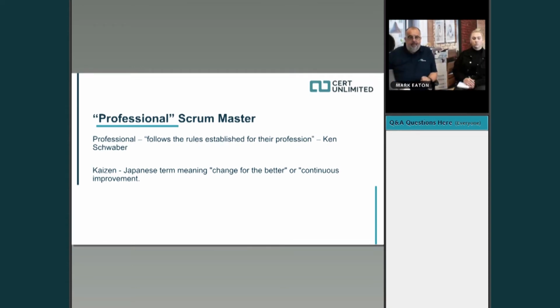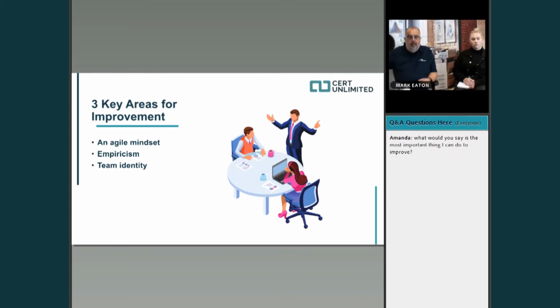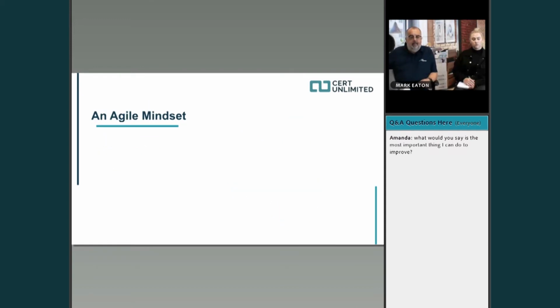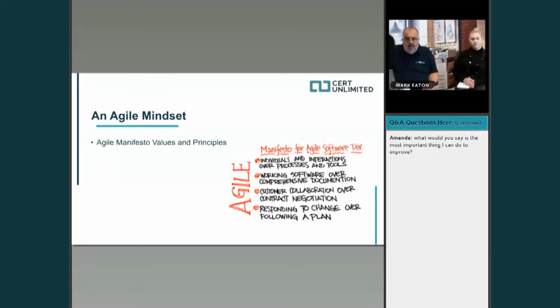So 3 areas of improvement. Let's dive straight into the Agile mindset. Now, most of you will be aware, if you've done anything around Agile and been on any Agile training, of something called the Agile Manifesto for software development, created in 2001 at the Snowbird Resort by the key leaders within the software development Agile framework at that point in time.